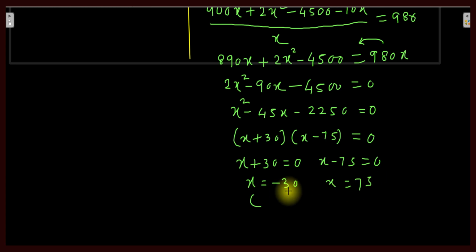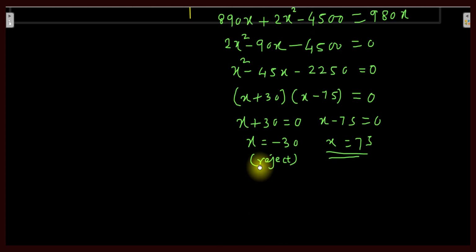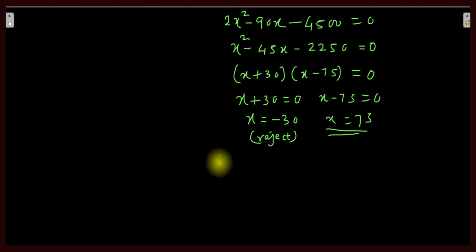Here x is equal to minus 30 is rejected because x is the number of articles and the number of articles cannot be negative. So x is equal to 75, and so at the end you have to write the answer that number of articles is equal to 75.